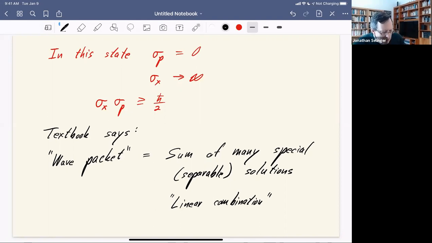So let me show you how to do that, okay? How to make a combination of these states which is normalizable, even though one of these states by itself is not normalizable. Okay. To do that, I need a mathematical concept called a Fourier transformation.